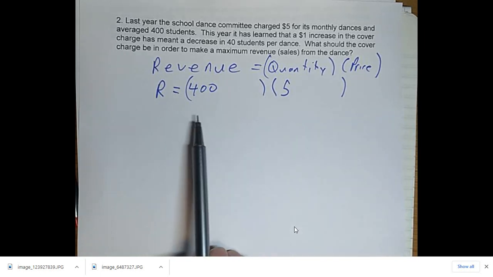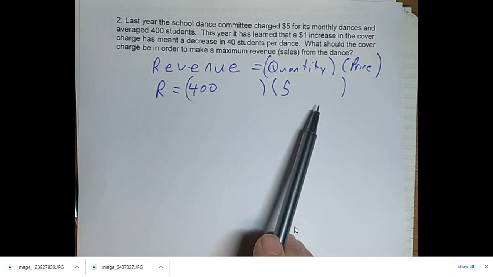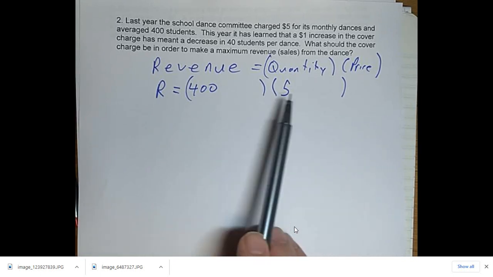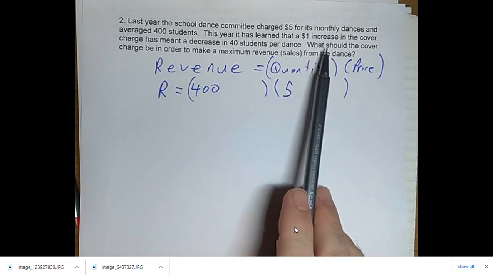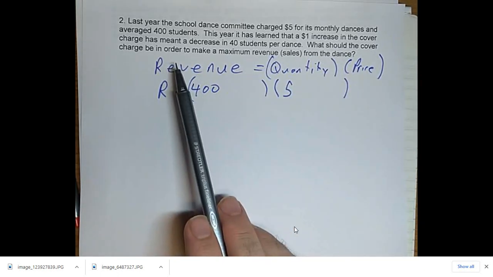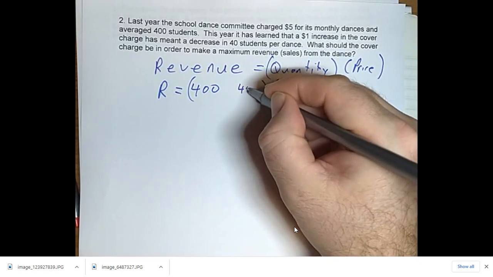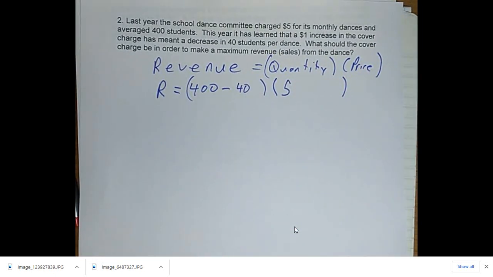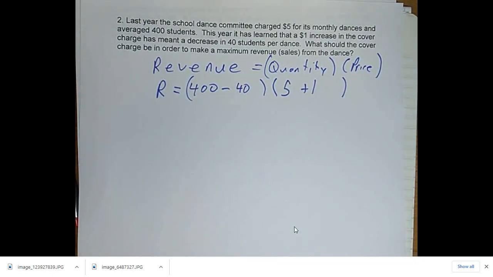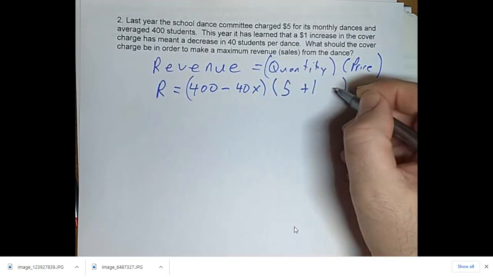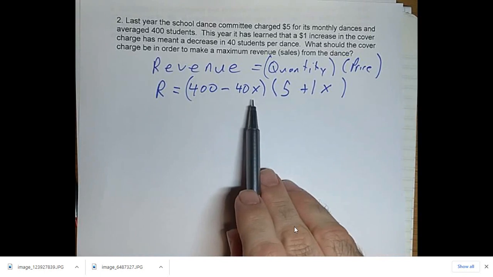So now the quantity is going to increase or decrease, and the price is going to decrease or increase. So whatever, if one increases, the other decreases. So we've got to read the question. This year it was learned that a $1 increase in cover charge has meant a decrease of 40. So we're going to decrease by 40 each time, and increase by 1. Now we're going to add an X. So every single $1 increase, that's going to be X, is a 40 decrease.